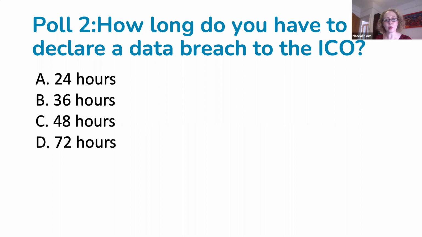Okay, so if we could share the results, please. Lovely. Okay, so we had 29% of you think that the answer was 24 hours, 12% of you think the answer was 36 hours, 18% of you think the answer was 48 hours, and 41% of you think the answer is 72 hours. Well, the good news is that those of you who selected D, 72 hours, you are absolutely correct. So well done, everybody. The bad news is that actually 72 hours isn't very long at all. So if you can imagine a data breach that occurs on a Friday will need to be declared on the Monday if the rights and freedoms of the individuals affected by the data breach are such that the ICO needs to be told about it.